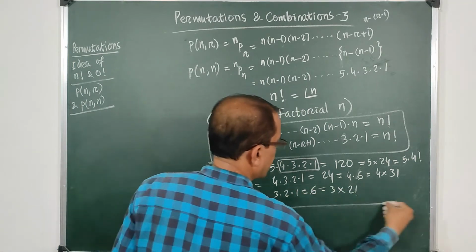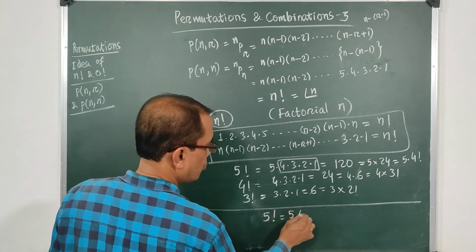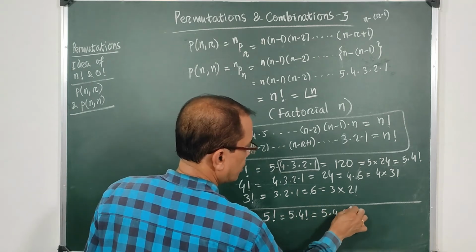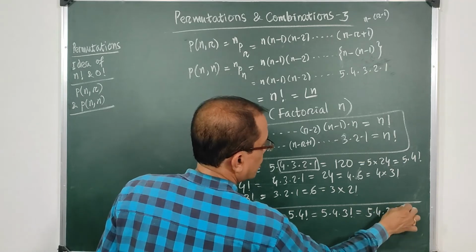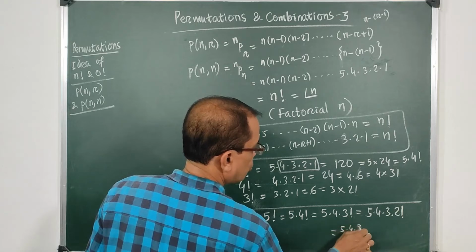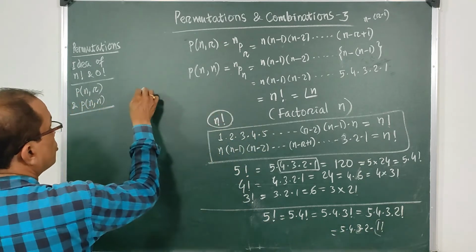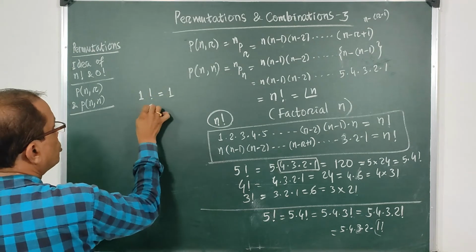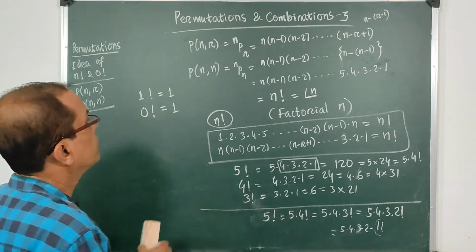So what finally we get, 5 factorial can be 5 into 4 factorial, or 5 into 4 into 3 factorial, or 5 into 4 into 3 into 2 factorial, or 5 into 4 into 3 into 2 into 1 factorial, which is also 1. So we got another thing, 1 factorial is 1, and also we have to prove 0 factorial is 1. How to prove it?